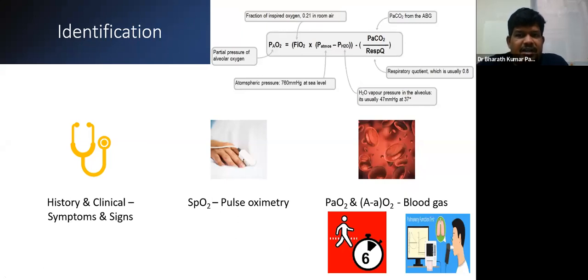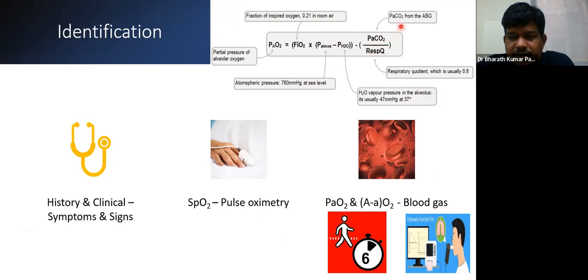We take it as a fraction, that is divided by 100, so which is 0.21, into P atmos, again the atmospheric pressure, which is usually 760 millimeters of mercury at sea level, and then pH2O is the water vapor pressure at the level of alveolus, which usually is 47 millimeters of mercury at a normal body temperature, that is 37 degrees centigrade, minus PaCO2 by R, or respiratory quotient.